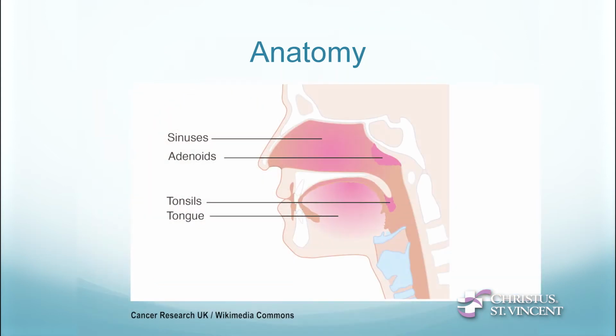Now I have another picture of the tonsils, but I also want to point out where the adenoids are, because many times in pediatric patients, the adenoids are taken out with the tonsils. And so you can see on the right side of the screen that the adenoids sit in the very back part of the nose. Those are often taken out with the tonsils.